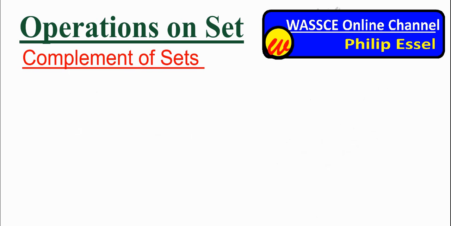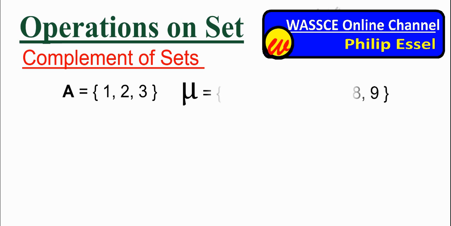Now, let's look at complement of sets. To do this, let's use the following examples. So let's take the set A with its members 1, 2, and 3. Let's take the universal set. Its members are 1 to 9. I believe you've not forgotten the symbol for universal set. If you have, then please use this opportunity to remind yourself of this symbol.